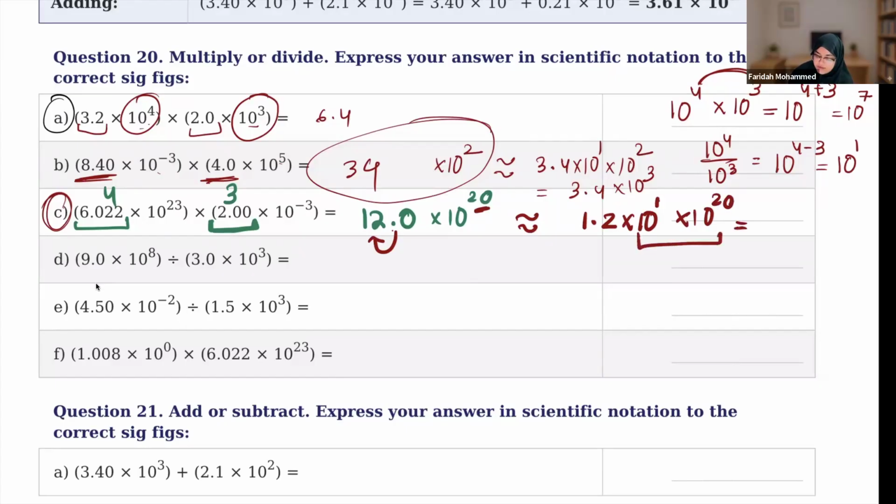Now these two can be added together. You're going to get, oh, wait. There should be a 0 there. 1.20 times 10 to the power of 21.